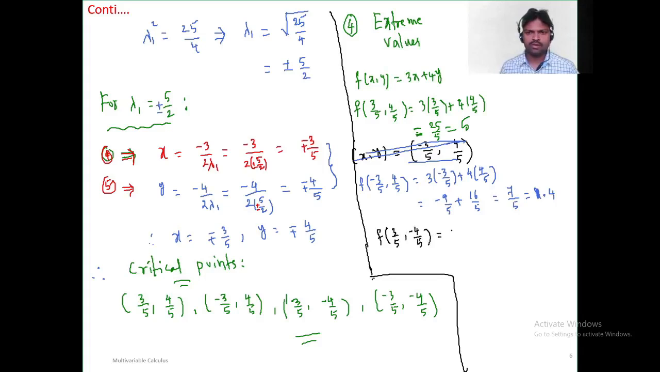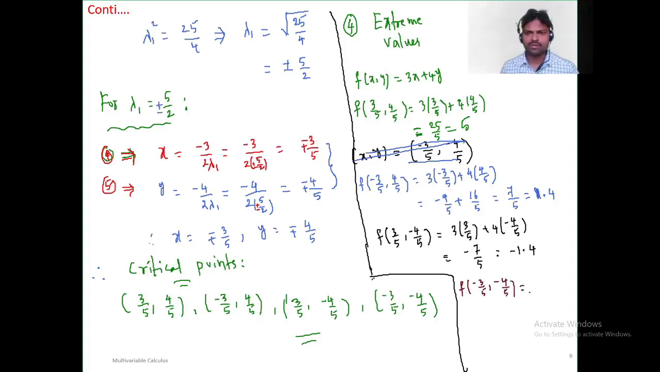What is the function value now? So 3 into 3 by 5, plus 4 into minus 4 by 5. What do you get? 9 minus 16, so minus 7 by 5, which is again minus 1.4. And the next and last critical point is minus 3 by 5 and minus 4 by 5.